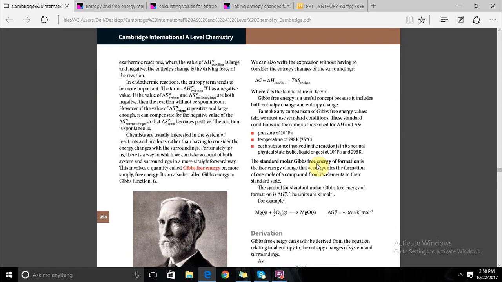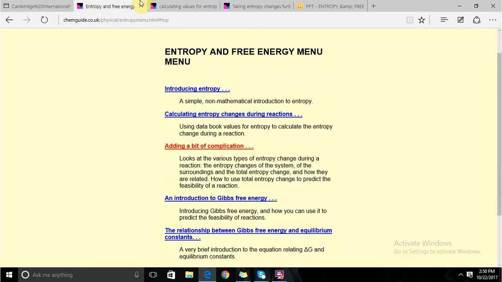Right, and then now we're introducing a whole new term, and that is basically Gibbs free energy. But before that, let's go on to the Chem Guide page.